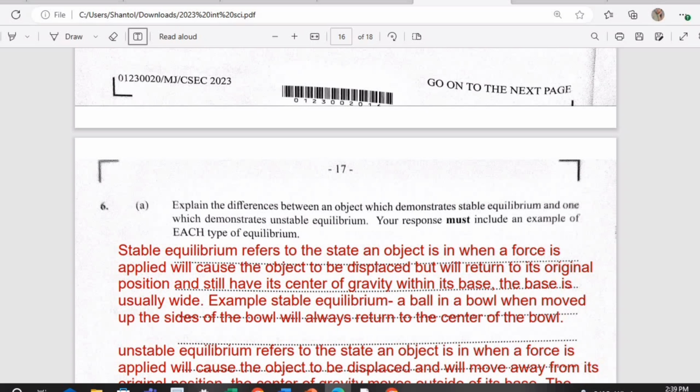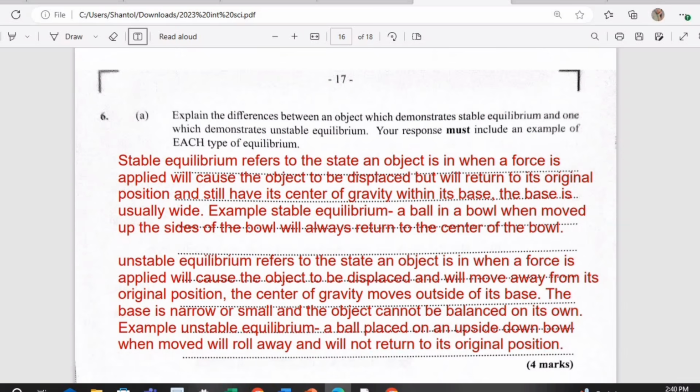Unstable equilibrium refers to the state an object is in when a force is applied that will cause the object to be displaced and will move away from its original position. The center of gravity moves outside of its base, and the base is usually narrow or small, and the object cannot be balanced on its own. An example of unstable equilibrium would be a ball placed on an upside down bowl. When moved, it will roll away and will not return to its original position.